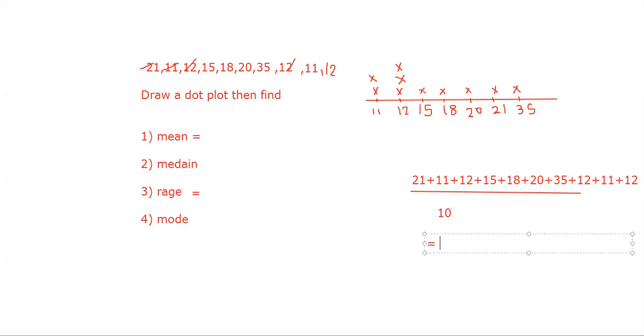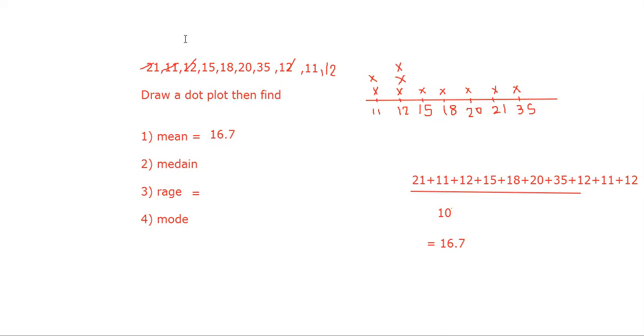Then here, it will be 167. Okay, so 167 divided by 10, so the answer will be equal to 16.7. Very good. So this is if we want to calculate the mean. Once we want to calculate the mean, we will add all the numbers and we will divide by their count.